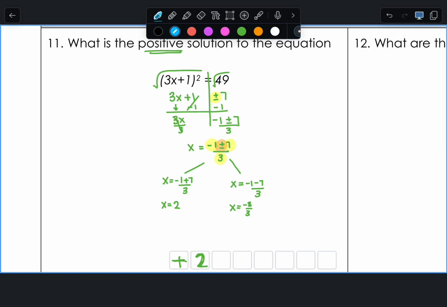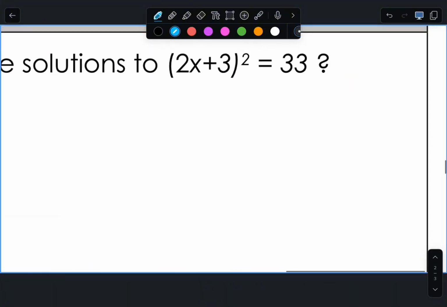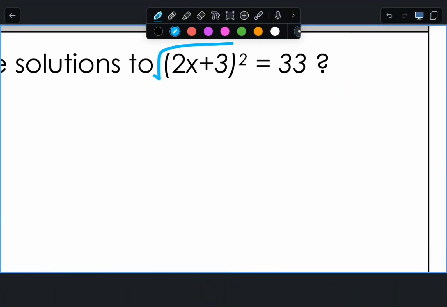Ready? Last one. You cannot take the square root of 33 and get a whole number. So what do we do? Positive negative square root of 33. Leave it under the square root.